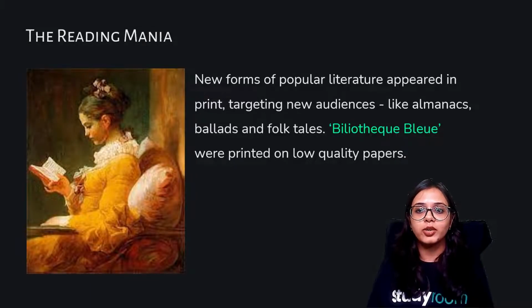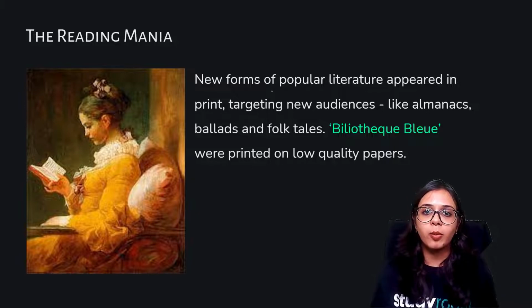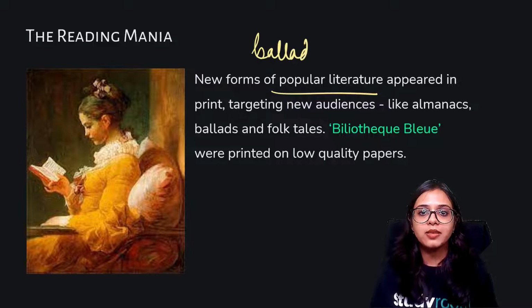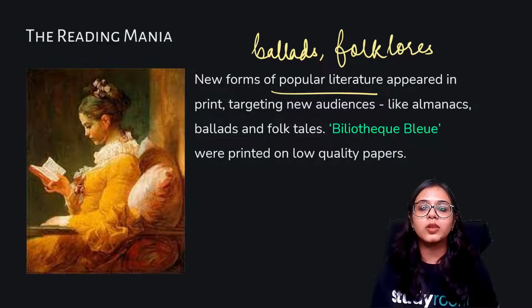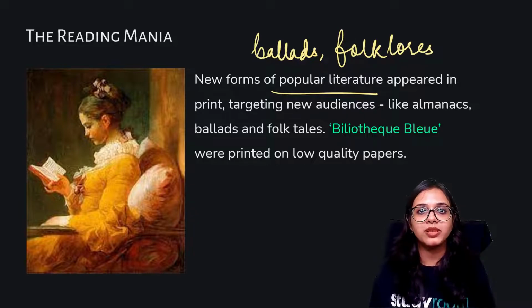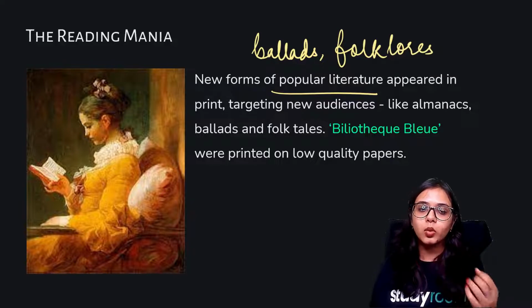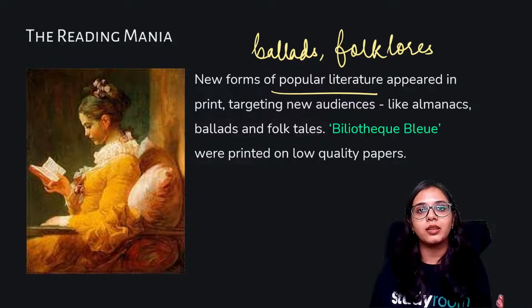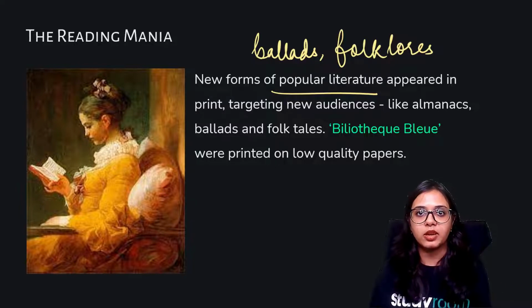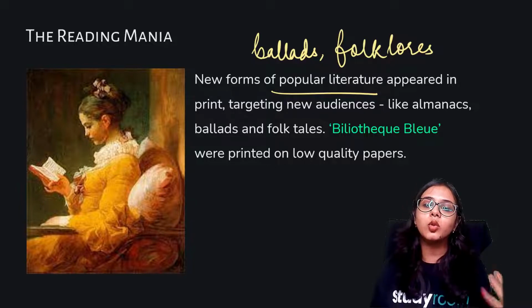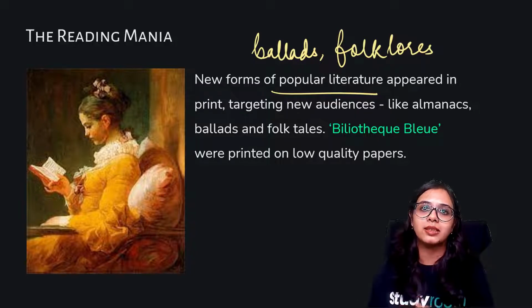New forms of popular literature appeared in print targeting new audiences. Some sorts of popular literature we have already had a view at. We had looked upon ballads, and we had looked upon folklores. This was done to lure people so that people could start reading books even though they were not so literate. And when the literacy rate started increasing slowly, and people started buying more and more books, then newer forms of printing ideas started cropping up.